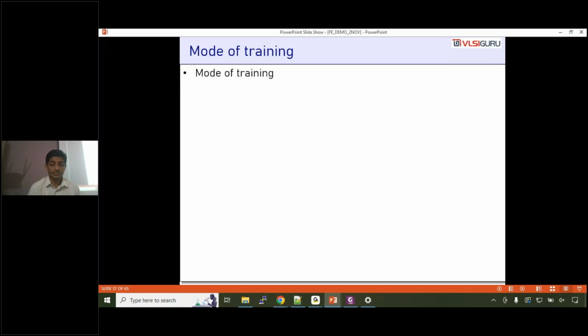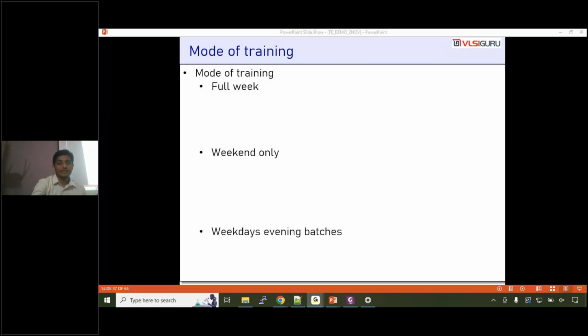Mode of training. First of all, training is available in full week. It is mostly meant for freshers who have passed out of college or who are in the final semester of college. Second is weekends only training. There is a possibility of a weekday evening batch, but the chance is less, because if there are only 1 or 2 students, we don't do evening batches. We go with the regular schedule only. For 1-2 students, we cannot do a dedicated batch.